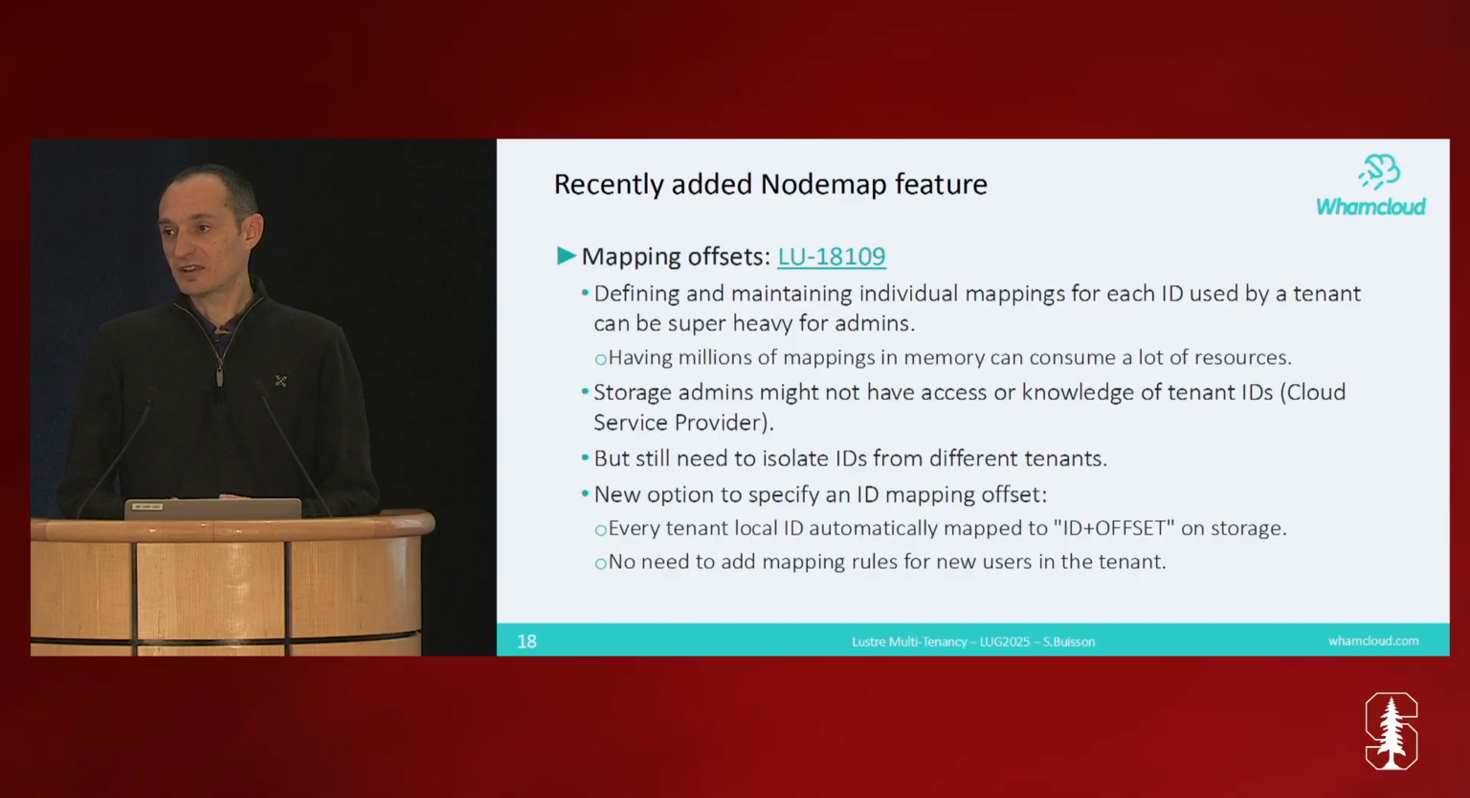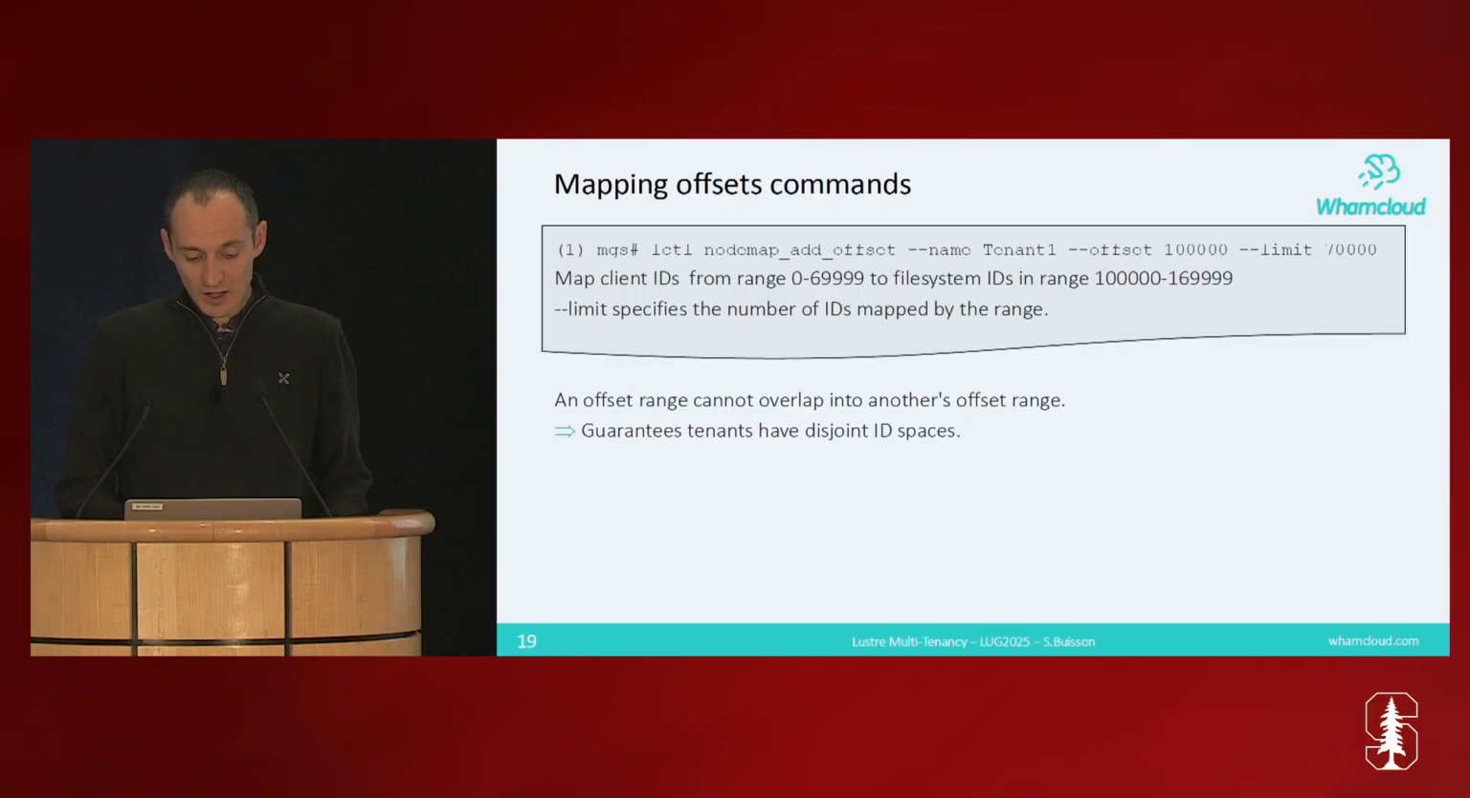So we came up with this idea to apply an offset on IDs. Basically, for every ID on client side, we store the file with ID plus offset on server side. In this case, you just have one offset rule, and you do not have any individual identity mappings. So there's a new command: lctl nodemap_add_offset, with --name the name of the nodemap, --offset the offset you want to apply, and --limit for the number of IDs that you want to offset.